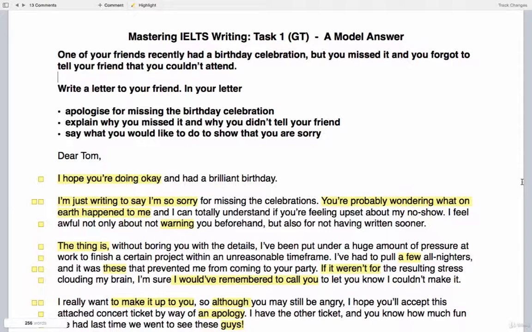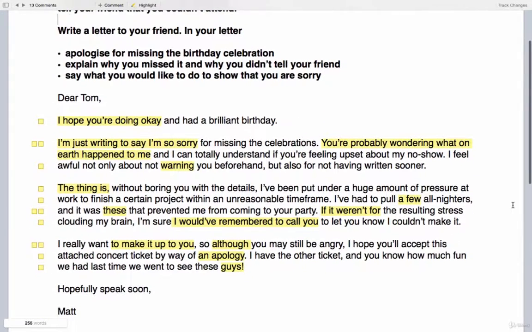So we're going to take this one sentence at a time, and you can see that I've highlighted different sections here. The reason that I've done this is so that I can explain what skill is being used and which part of the course you can go to learn how to improve this skill. Okay, so Dear Tom. Now bear in mind the dear part will be given to you in the exam. You just need to come up with an appropriate name in this case. So it's a friend, so we can say Dear Tom. I hope you're doing okay and had a brilliant birthday.